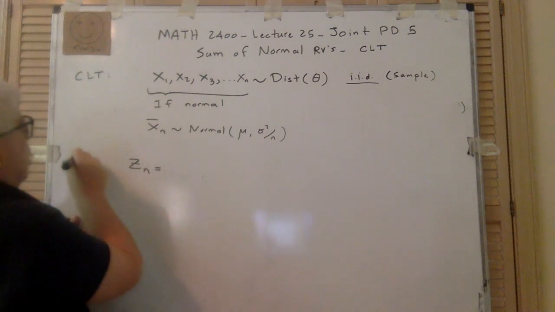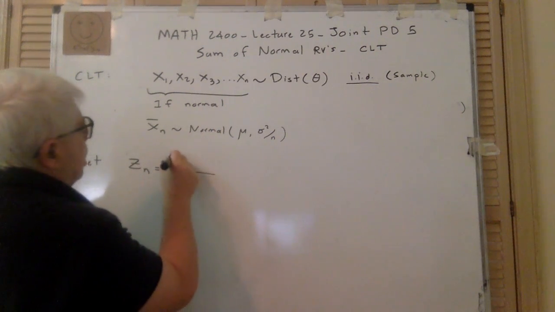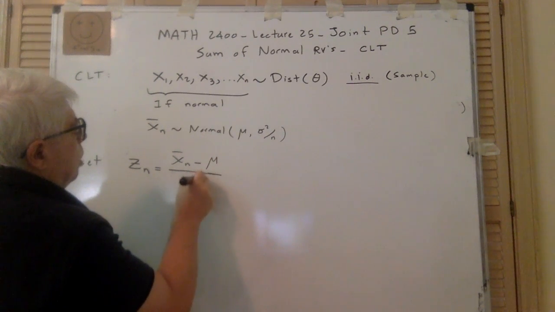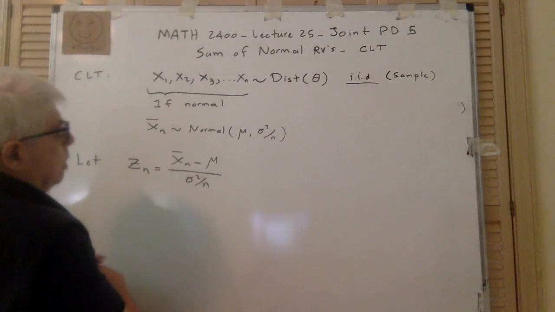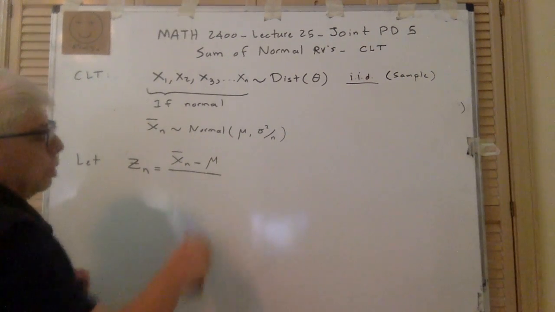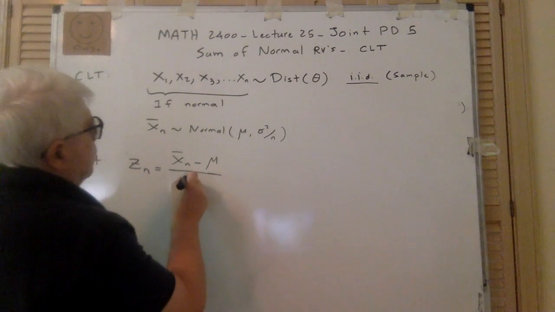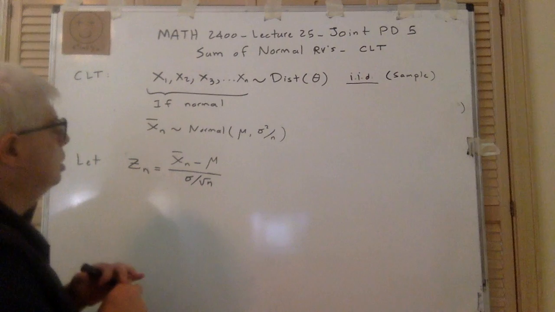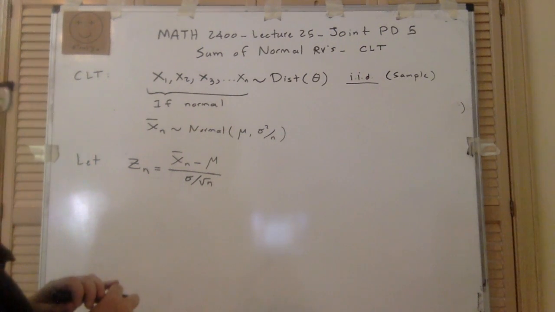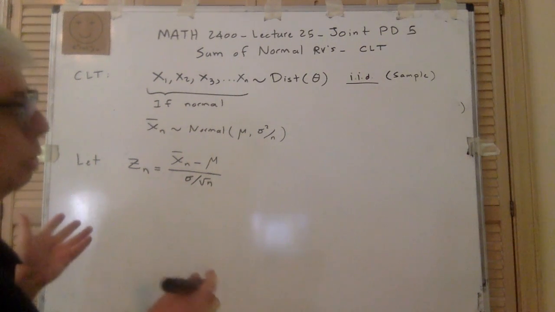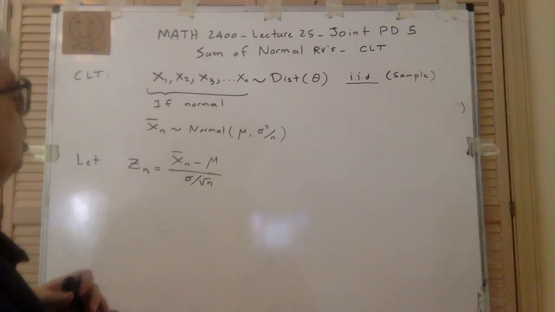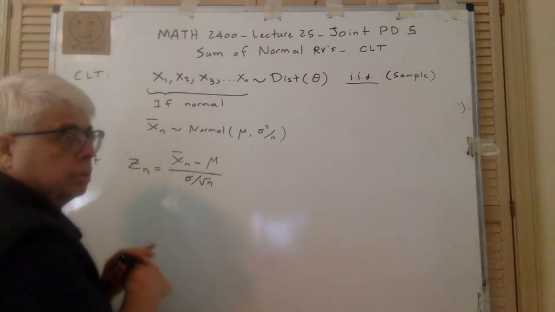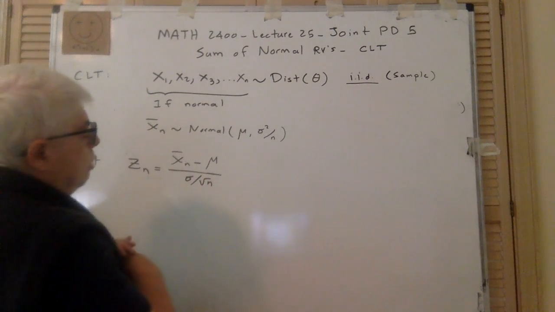So let Zn be that x bar n, subtract mu, and then divide by its standard deviation. Sorry, it's sigma over square root of n. That's its standard deviation. So let's write this down. Then Zn has some distribution. We can relate that to a distribution, but it's like I'm subtracting a fixed number and dividing by a fixed number.